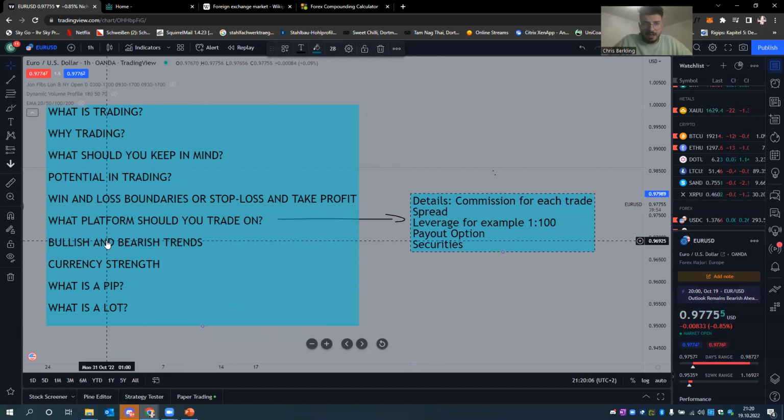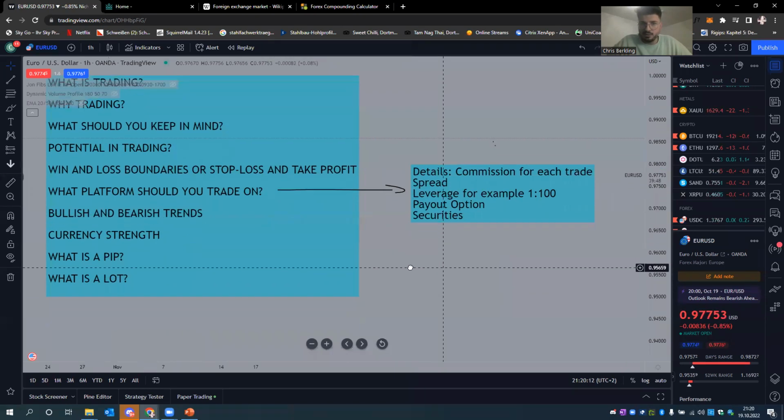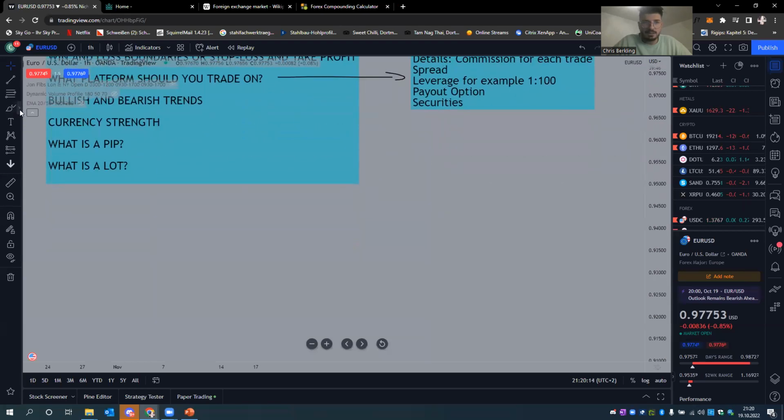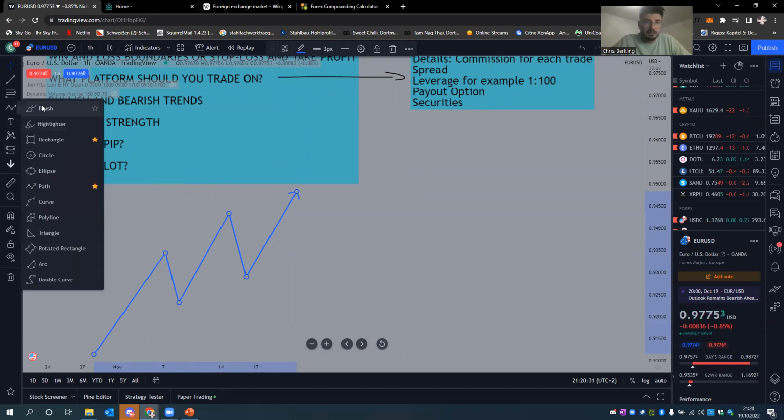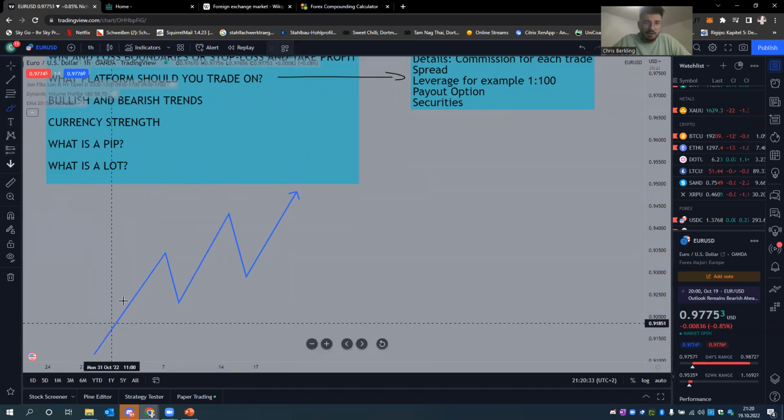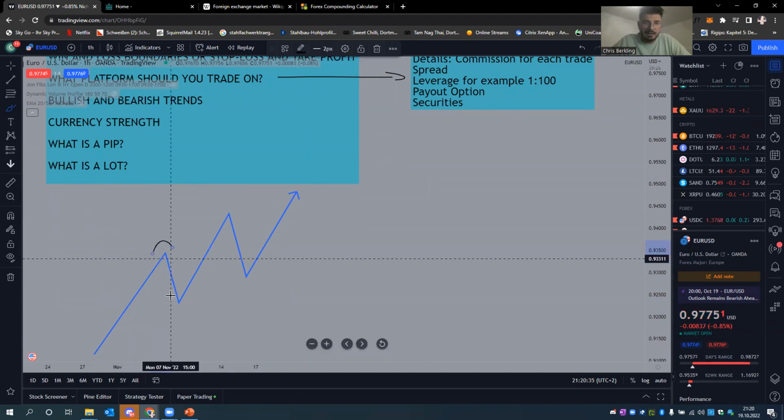Now, I talked about it that you can buy or sell a currency. So you have bullish and bearish trends, so upwards and downwards trends. And pretty much what that means is, I'm going to make this a little bit bolder in a second here. So this would be a bullish trend. Let me make it bold. And a bullish trend consists of a follow-up of a higher high.